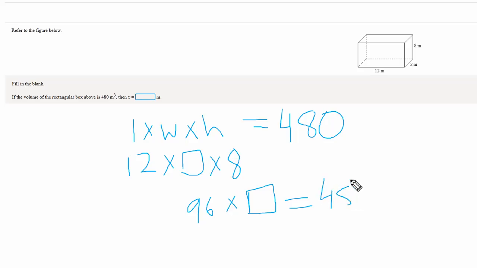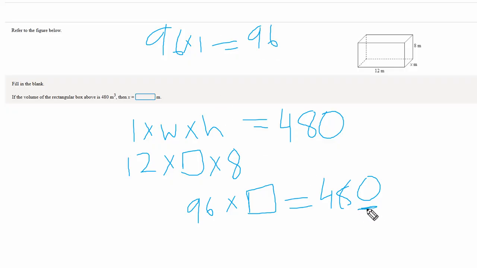Now, what happens here? What number multiplied by 96 gives me 480? You can do it this way: 96 times 1 equals 96, 96 times 2, and you can keep going like that. And there's another way. If you want to do it like this, it's another trick.